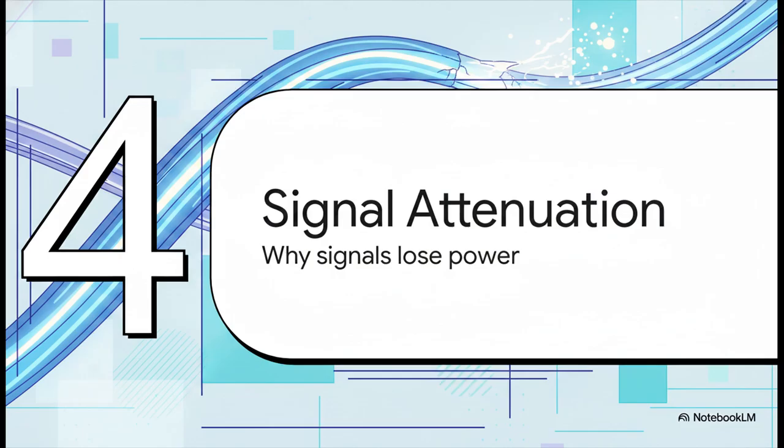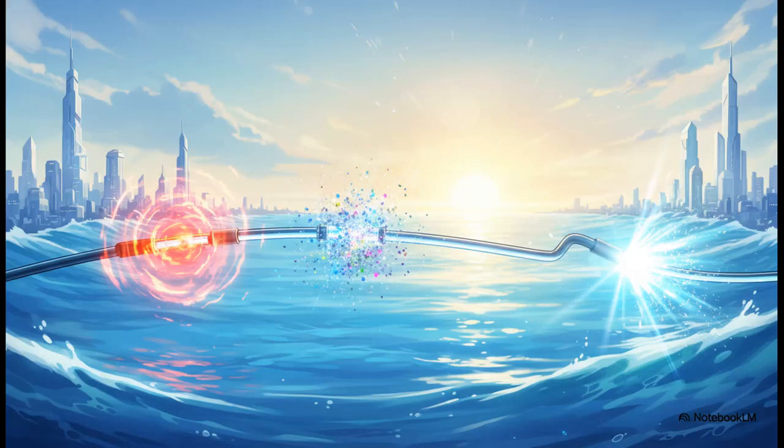On to Section 4. Why light signals lose power. Let's talk about understanding attenuation. So, if you're building a cable across, say, the entire Atlantic Ocean, you're going to have to fight three main culprits that cause signal loss.